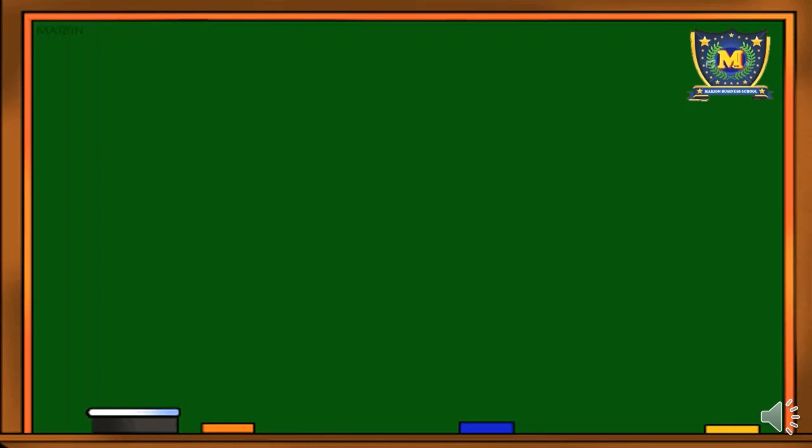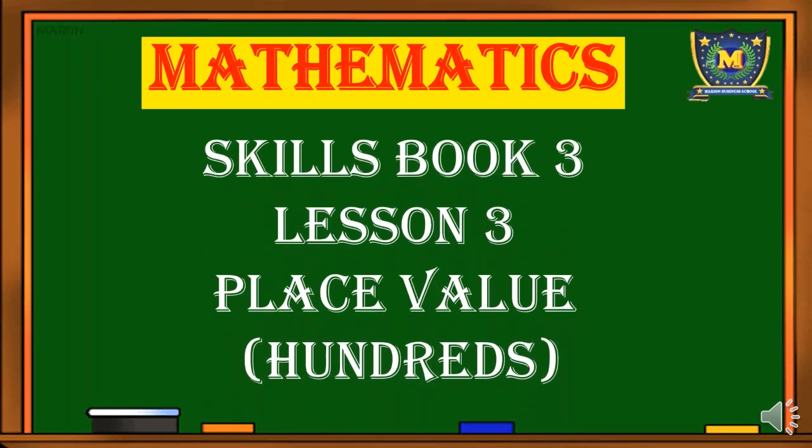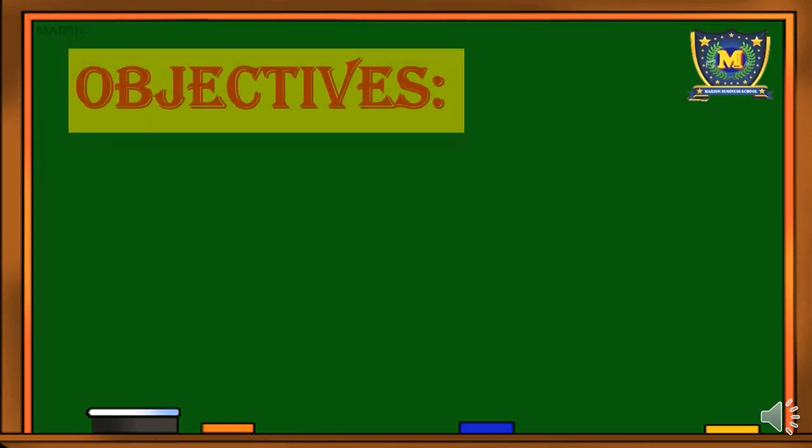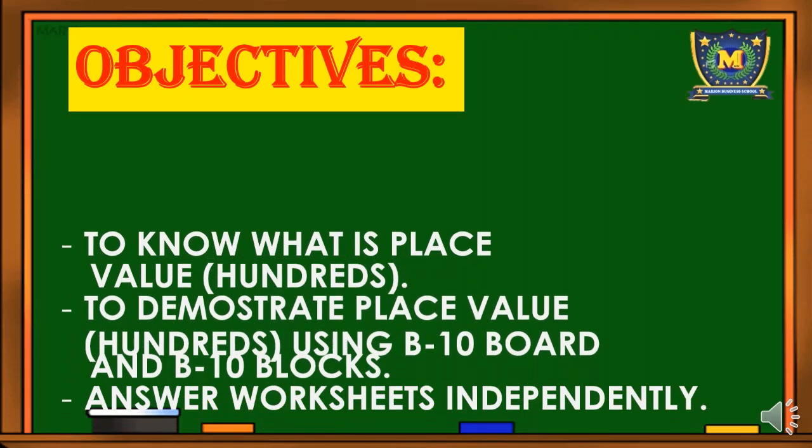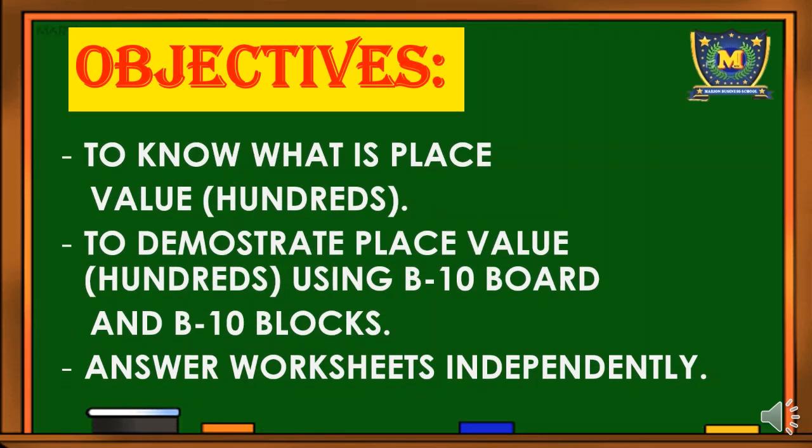Good day. Welcome to Mathematics Skills Book 3, Lesson 3, Place Value Hundreds. Objectives. At the end of this lesson, you will be able to know what place value hundreds is, and you will be able to demonstrate place value hundreds using the beaten board and beaten blocks. Then you can answer worksheets independently.